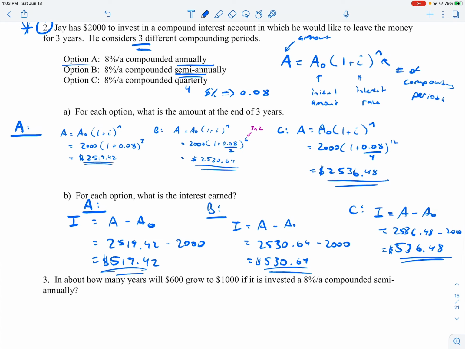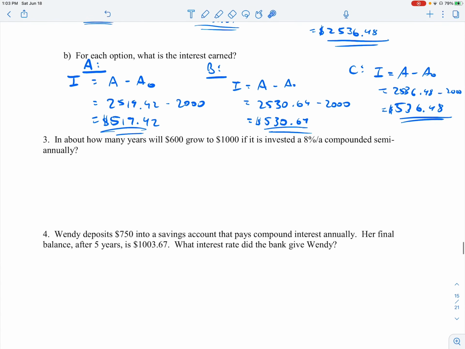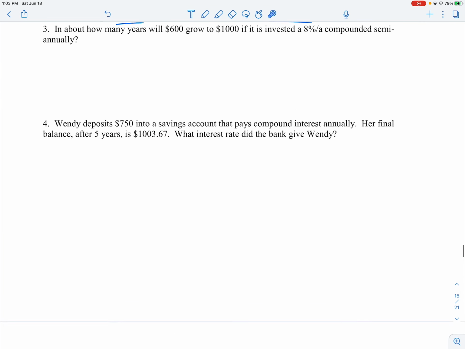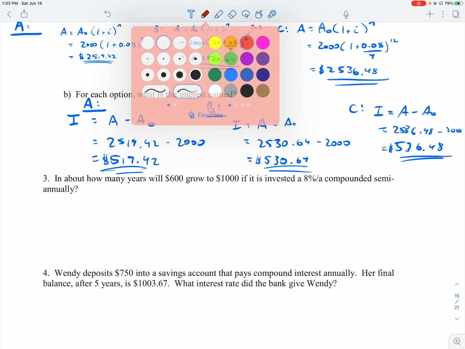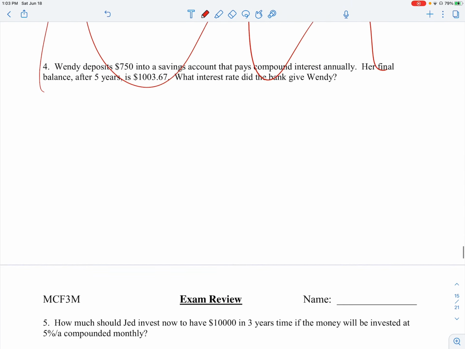So which one is the better option? Well, the one that pays you a little bit more interest, right? We made about an extra $18 on this one compared to the first option. So the more frequently the compounding happens, that basically means you're going to collect a little bit more interest off your interest. Okay. I think that's actually good enough for these. Don't worry about doing these two.